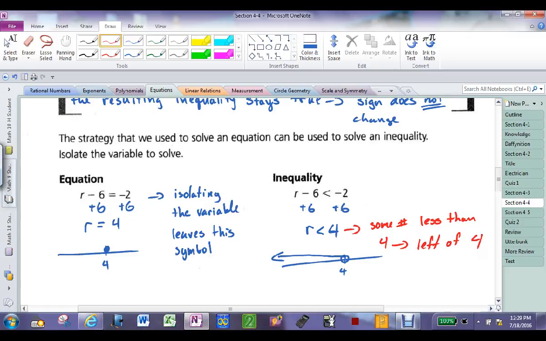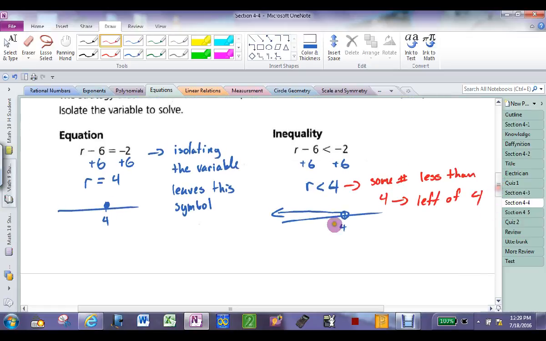Okay? Now I'm going to give you guys one other way to check this that will be very useful as this gets more and more complicated. What's 0? It's right there, correct? Does the line that we graphed go over 0? Yes. So that means 0 should be a solution that works, right? So let's check. What is 0 minus 6? Negative 6. Is negative 6 less than negative 2? Yes. So we're okay there too.